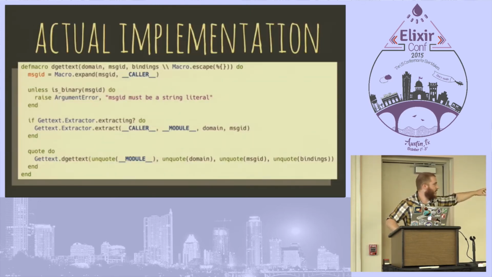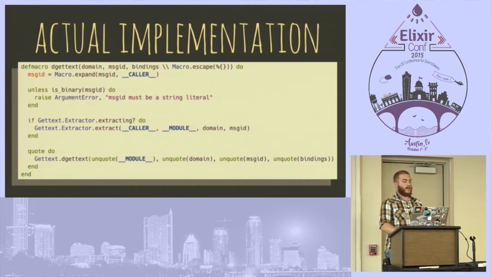Basically, we just expand the message ID to see if it's a string at compile time, and we raise if it's not. And then if you're extracting, so if you call mix gettext.extract, we push the translation to an agent, and then we just return quoted code, which is just a call to a function that basically just calls one of the functions we generated at compile time. So it just does some dynamic niceties around that.